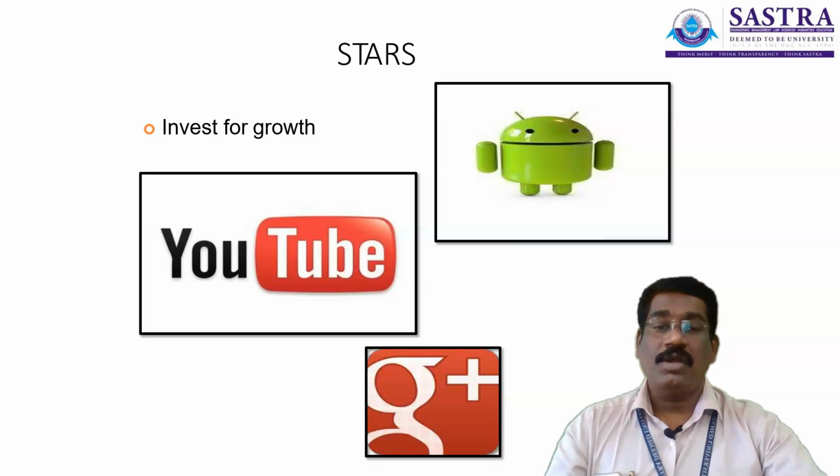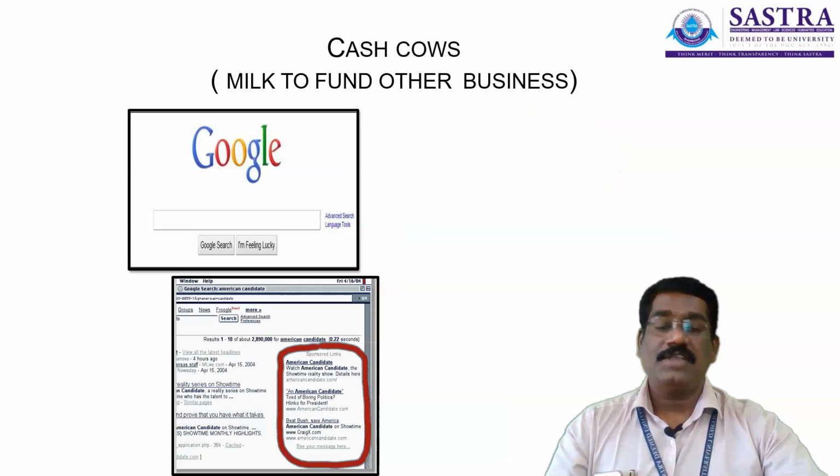So if you invest more in Instagram, in this particular product, definitely, since it has a high growth rate and a high market share, it is a beautiful context for the organization, that is, for Google. So next, let us talk about the cash cow, milked to fund other businesses.